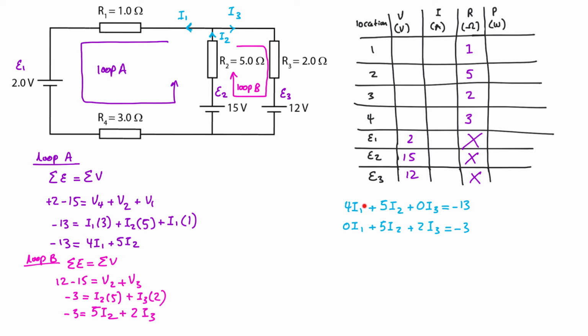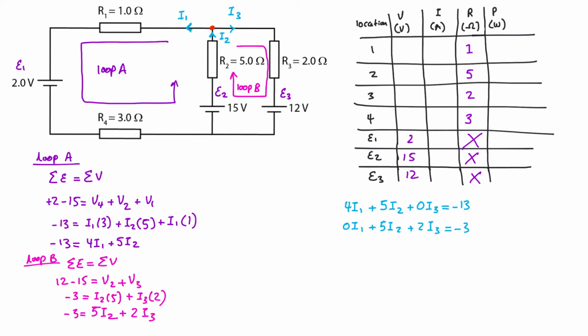Note that I have two equations, but I have three unknowns. I don't know what I1 is, I don't know what I2 is, and I don't know what I3 is. So I need one other equation in order to solve this mathematically. And I've already chosen two loops here, and I've already used Kirchhoff's voltage law. So I now have to use Kirchhoff's current law. And to do that, I need to choose a junction. And I'm going to choose the junction right at this point over here.